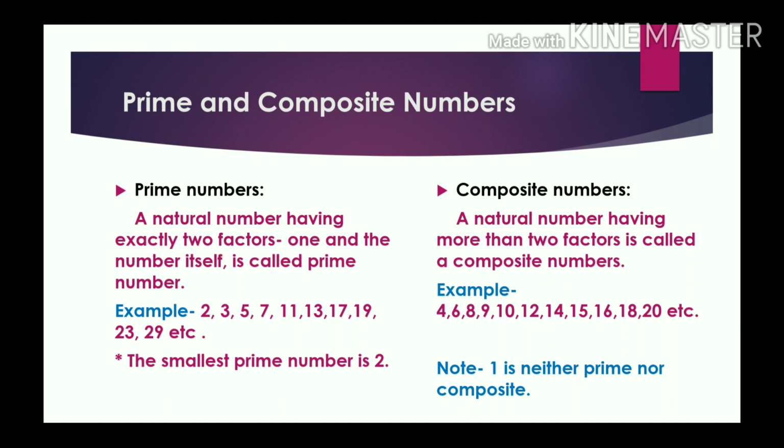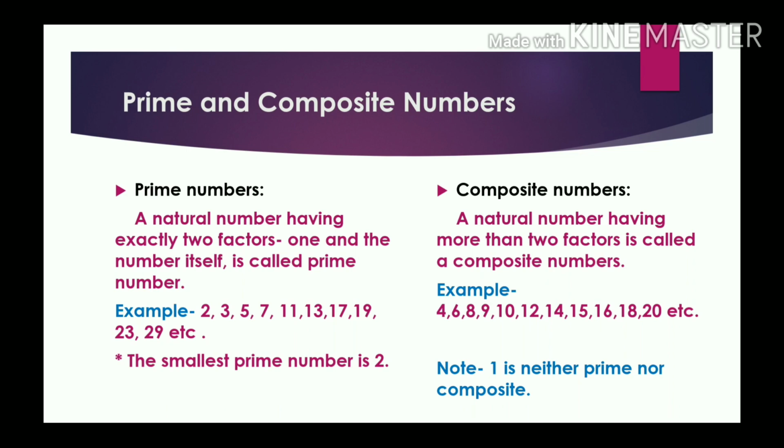These all are numbers having only two factors: first 1 and the second is the number itself. So these all are examples of prime numbers. Now the smallest prime number is 2.